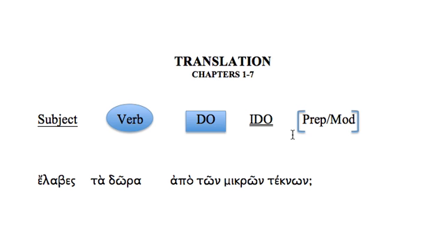Now let's take a look at this first sentence. We have elabes ta dora apo tou mikrou teknou. What is the subject of this sentence? Well, the first thing we have to look at is ta dora. This is a potential subject. Notice that it is in the neuter gender. It is plural, and the a ending can either be nominative or accusative. But just in case, let's take a look at our verb and make sure that it agrees in number and in person. So we have elabes.